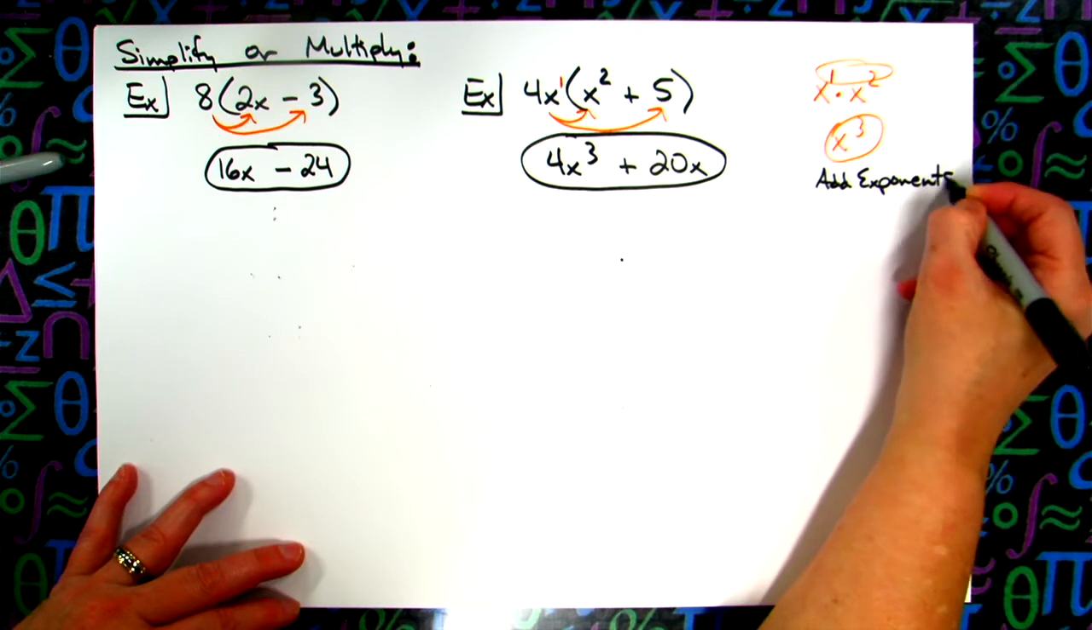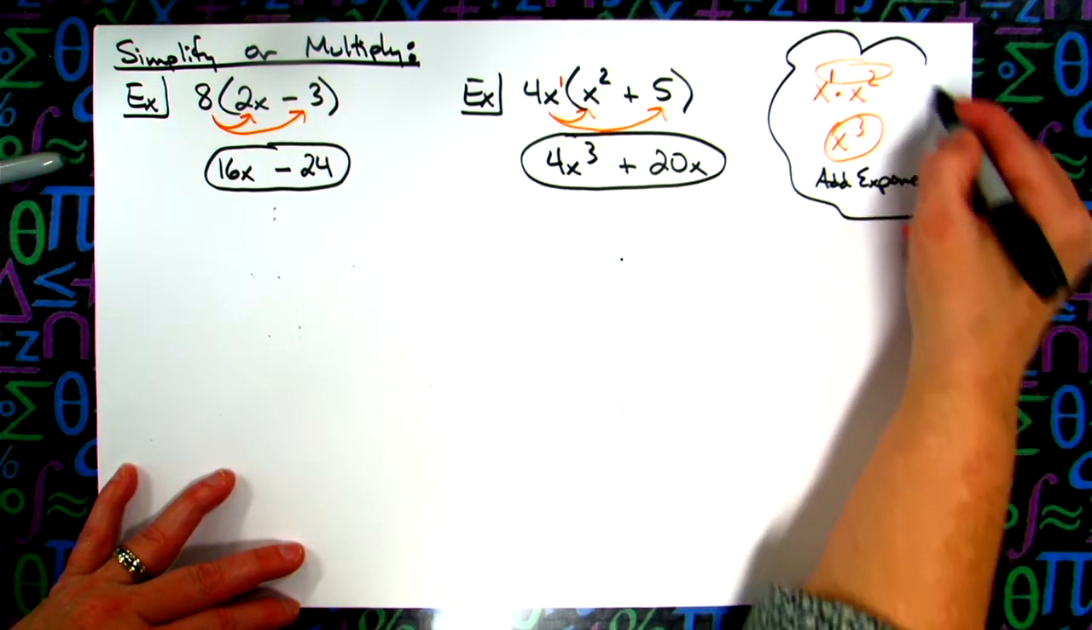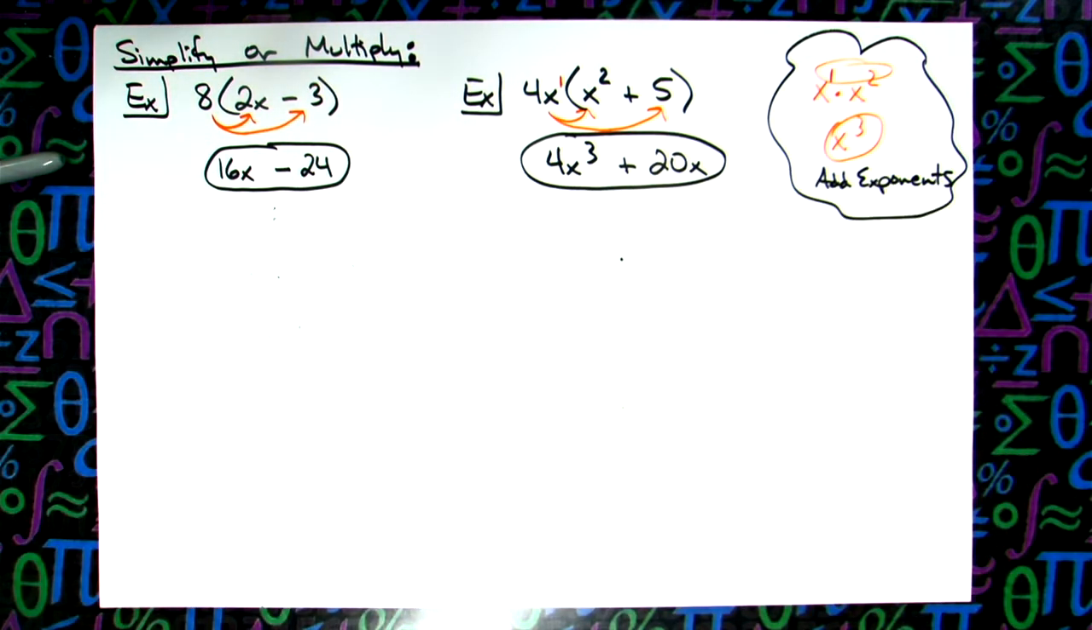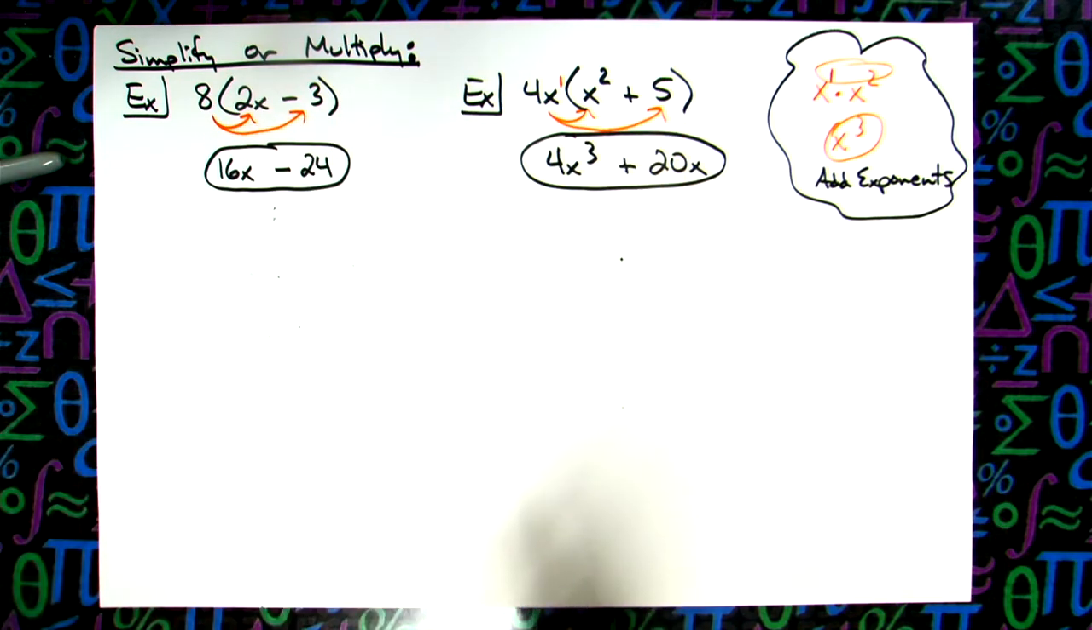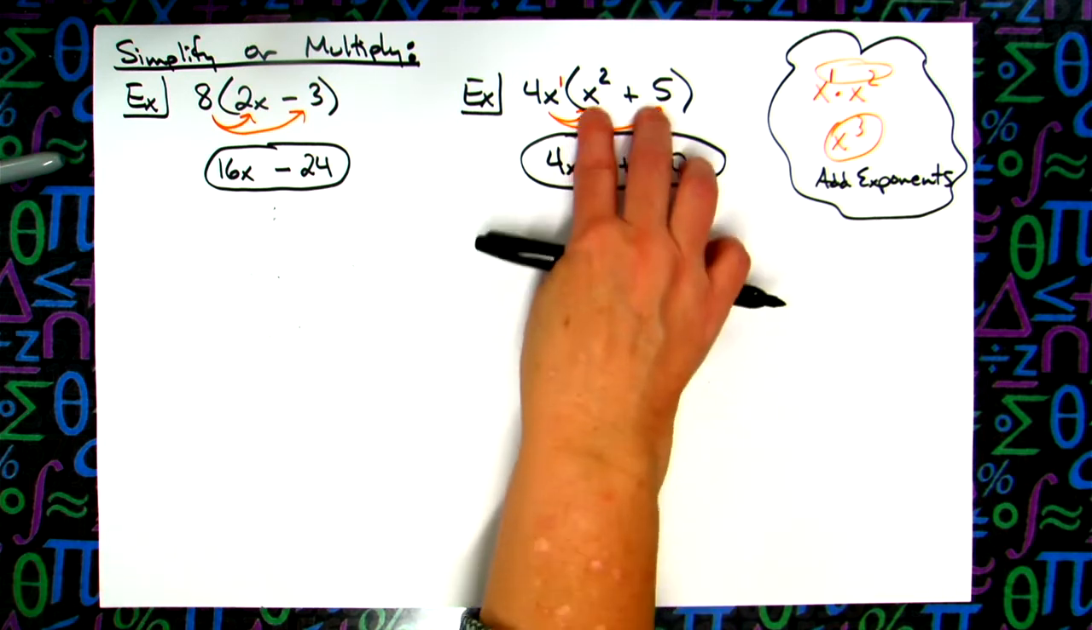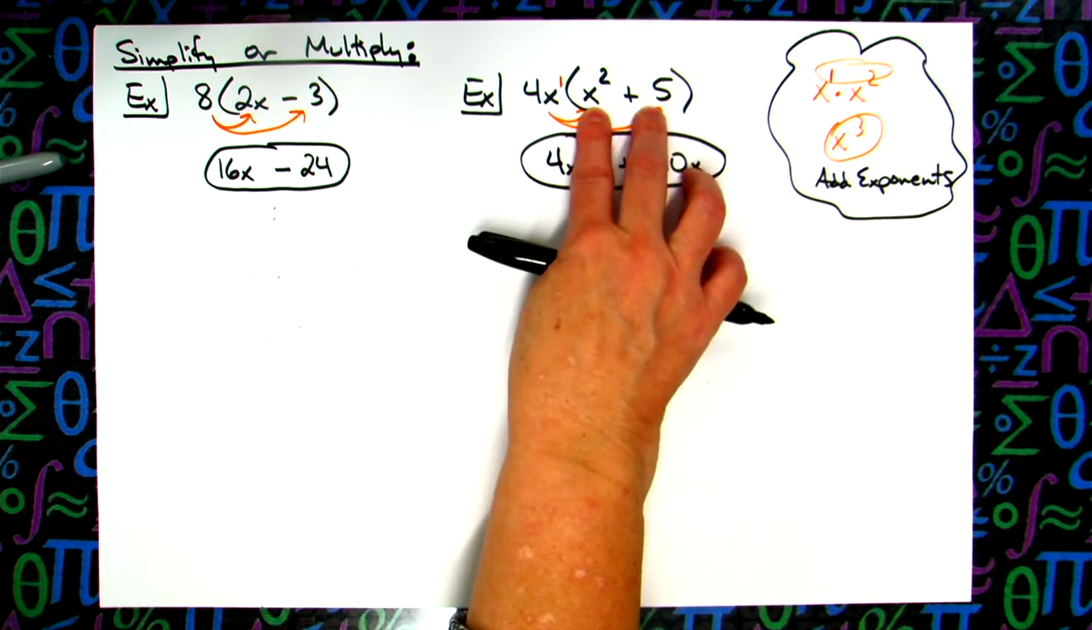Okay, that was a rule from the previous chapter. All right, now that one's pretty simple. So far you've only seen 2 terms inside there. Could I have a third thing on the inside? Yes. Could I put a trinomial in there? Could I put 4 terms on the inside?